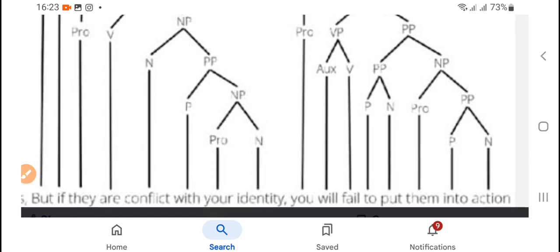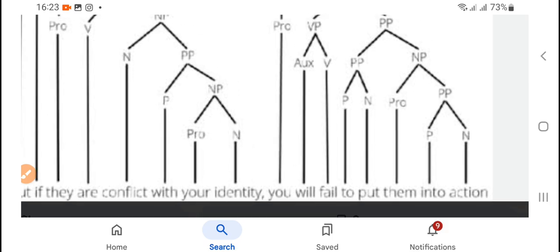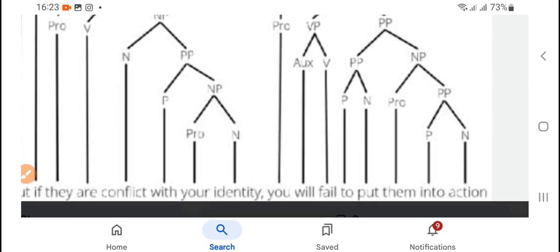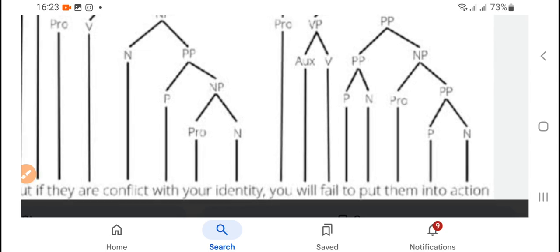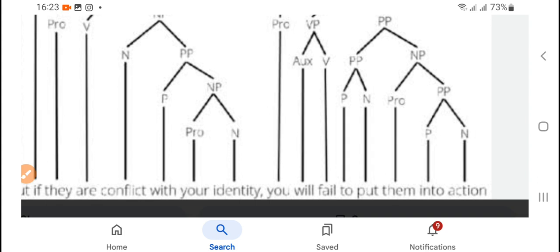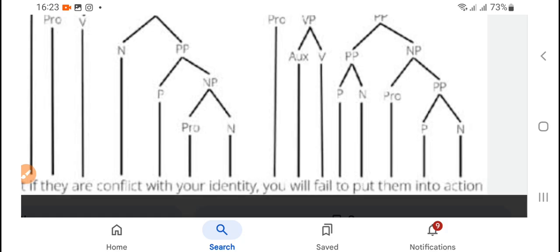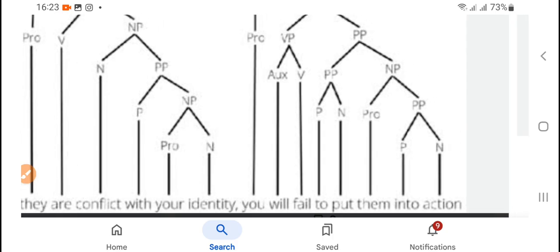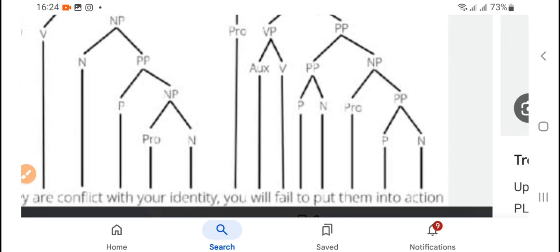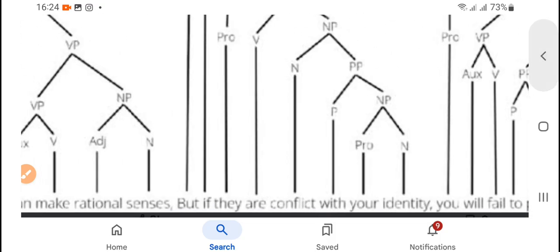Then to put them into action. So to put, to is a preposition plus put. Actually here, have you noticed this prepositional phrase, put is a noun? Why? Because to put is used as a noun, right? To put, then them is a pronoun, and into an action. Okay.